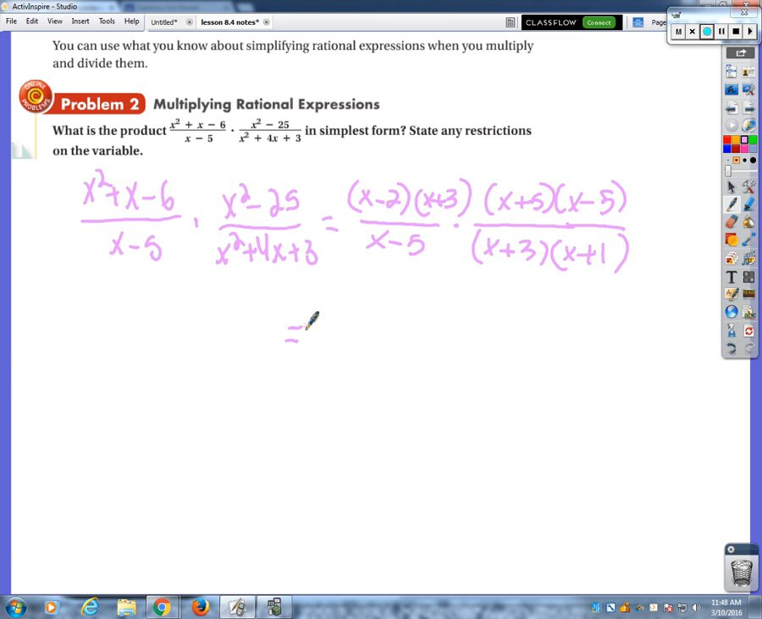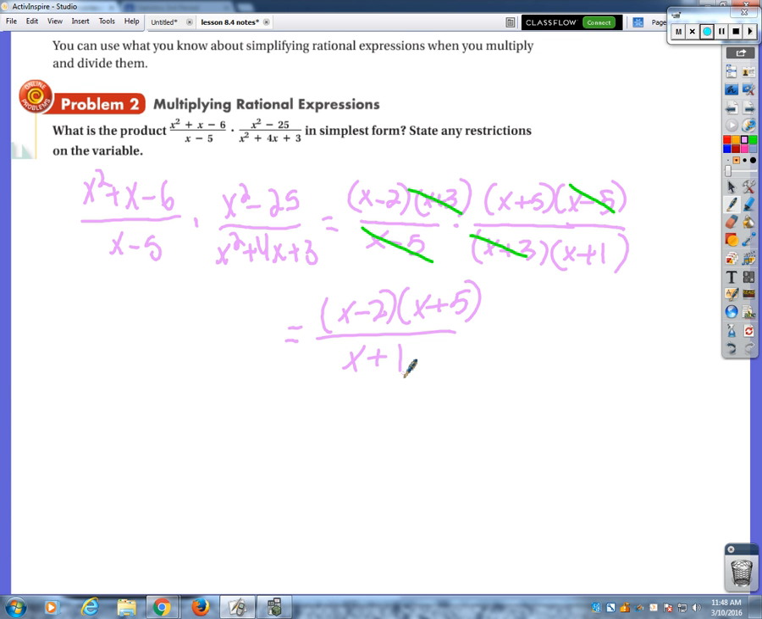So now we just start canceling away. So anything that's on the top cancels with anything on the bottom that's the same. So who cancels? The x plus 3 and the x plus 3 cancel. Yep, you can do that because this is multiplication right here, Maddie, so you can go across that. And then the x minus 5 and the x minus 5 cancel. Anything else? Nope, that's it. Okay, so what's left on the bottom? x plus 1.